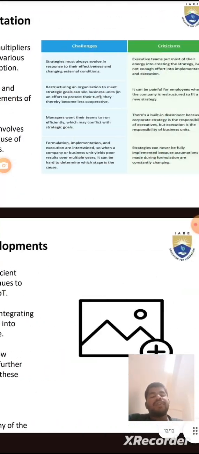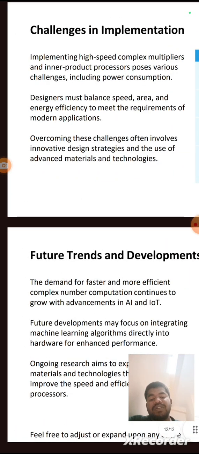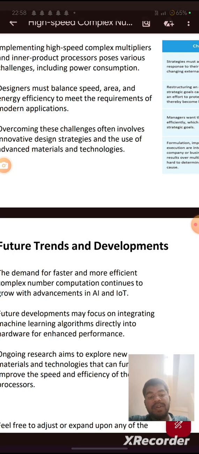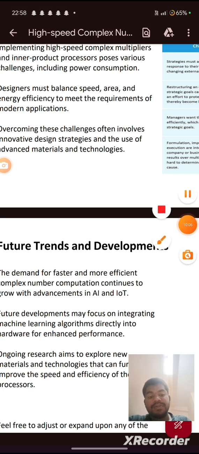These are then some conclusions. The final conclusion: the future trends and developments.